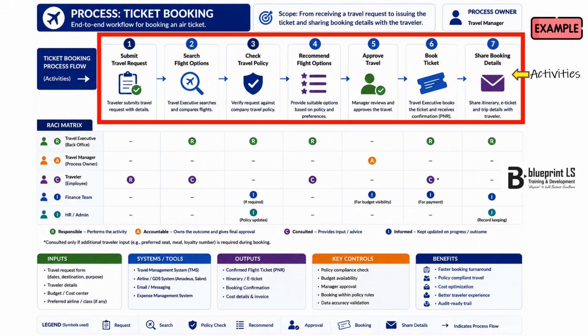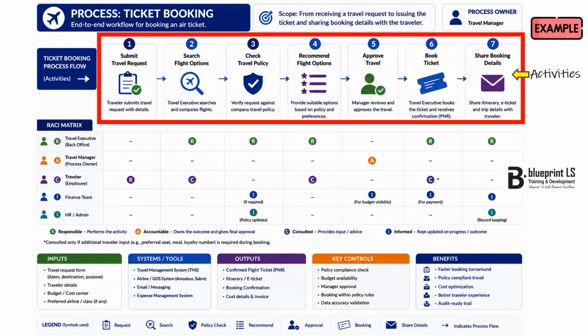One question that often arises is whether there are any subprocesses within this diagram. The answer is no. The illustration has been intentionally kept at the activity level to focus on RACI assignment. If we were to expand activities such as flight search or ticket booking into detailed operational steps, they could become subprocesses. However, for the purpose of demonstrating accountability and ownership, only the primary activities are shown.